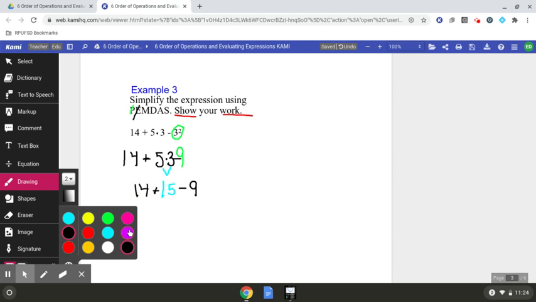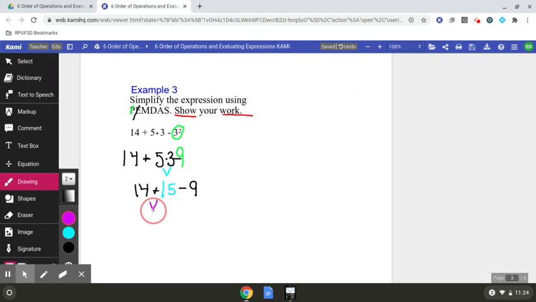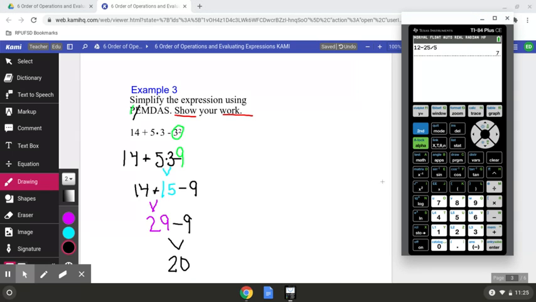And now we have addition or subtraction, and we're going to work left to right. So we have 14 plus 15, which is 29. Bring down that minus 9. And when we subtract these, we get 20. So again, try it in the calculator. Let's see what we get. 14 plus 5 times 3 minus 3 squared. And I get 20 as an answer.